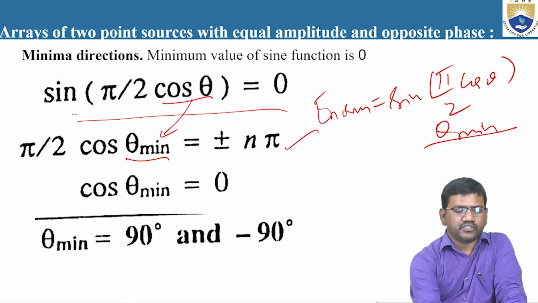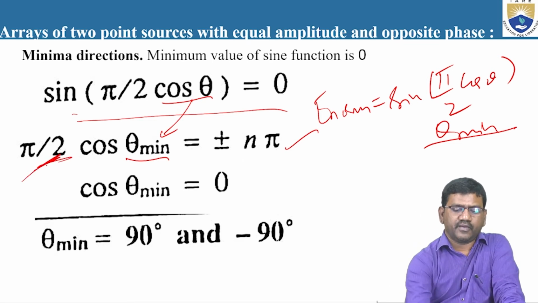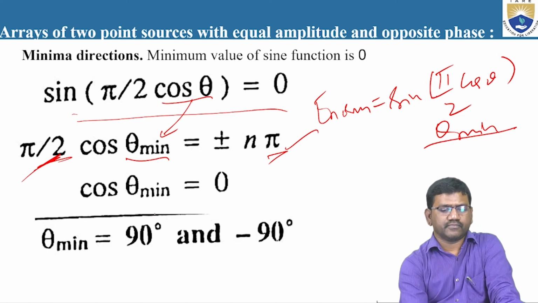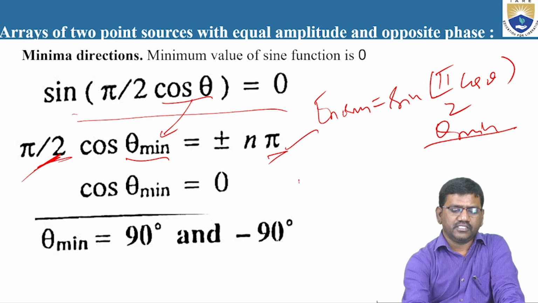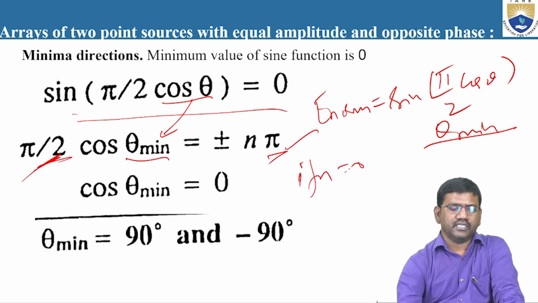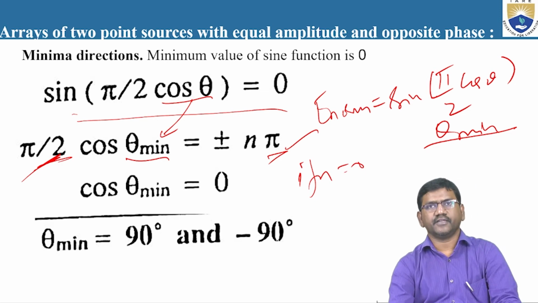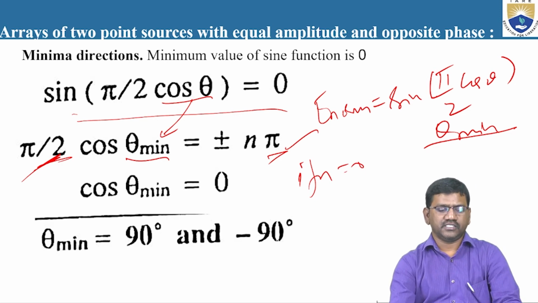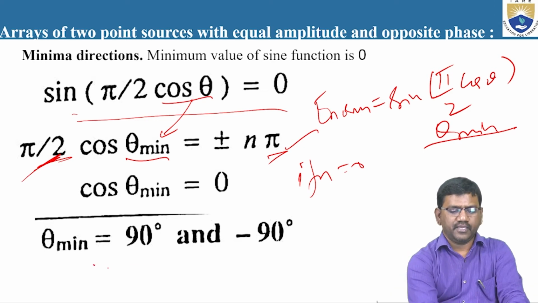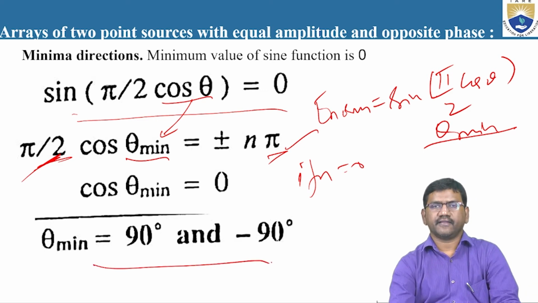So if we substitute and simplify further, pi by 2 and pi, you will get cos theta min is equal to 0. Right? So here, if n is equal to 0, substitute n equal to 0, and simplify this function, you will get cos theta min is equal to 0. That means theta min is equal to 90 and minus 90.